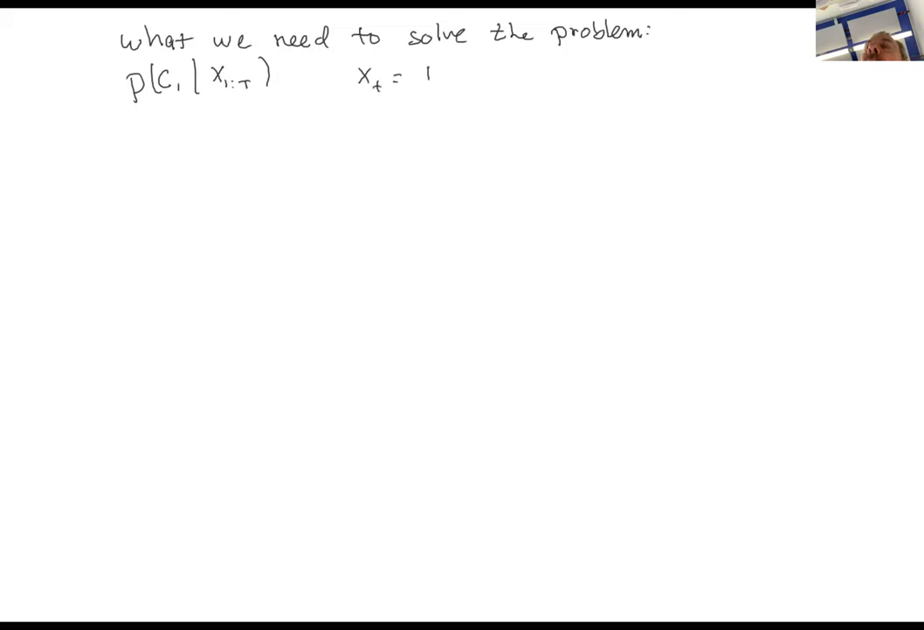The first thing we need to compute, to solve the problem, is the probability of coin one given the flips. Let's call this X from 1 to T. So you've seen T coin flips, from 1 to capital T, and each X_T equals heads or tails. You want to know the probability of this. This is what you care about, right? That's going to give you a lot of information.